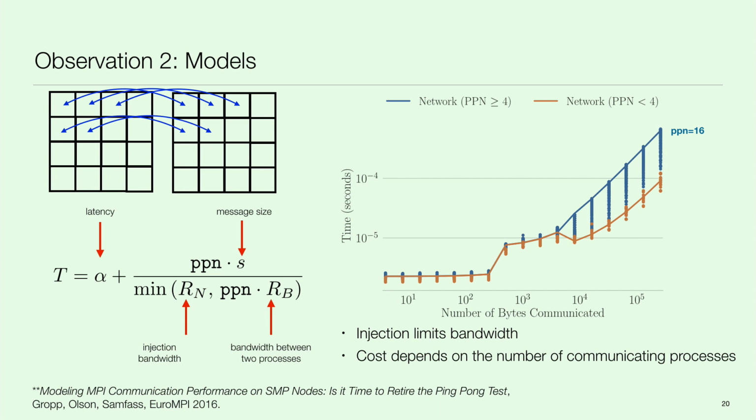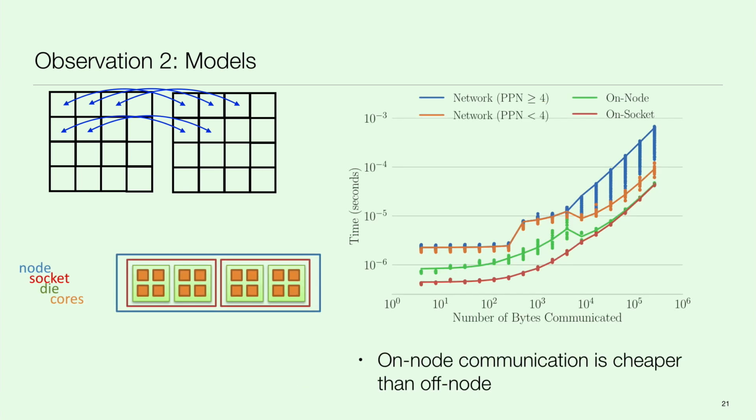And this max rate works well. In fact, it goes back to the alpha beta model because there's no injection limit. And then if we penalize the injection limit, we start seeing that it hits the rates for, in this case, I drew the curve for 16 processors per node. So the cost depends on the number of communicating processes, all right? Also not a big surprise.